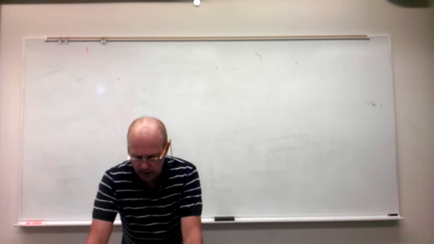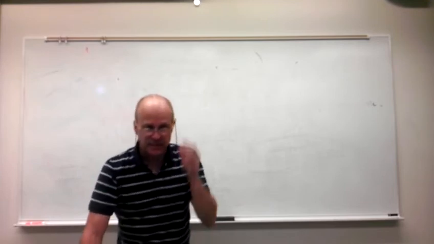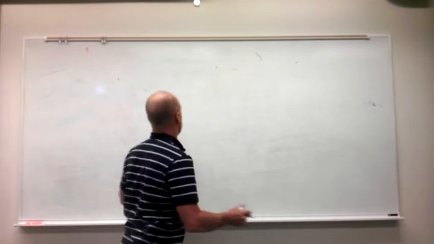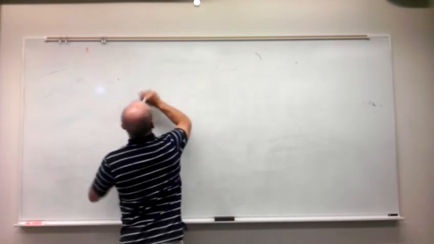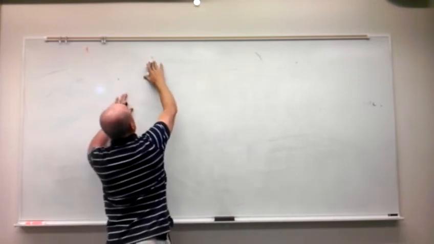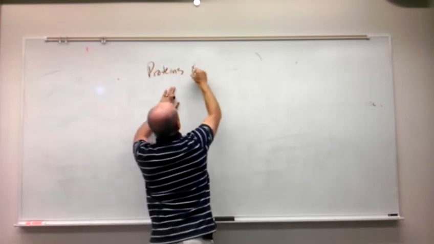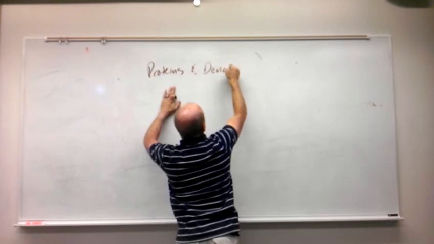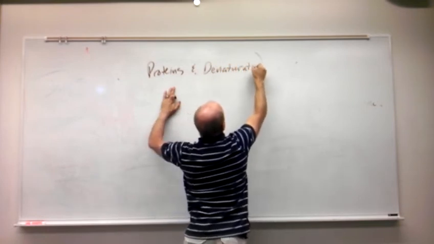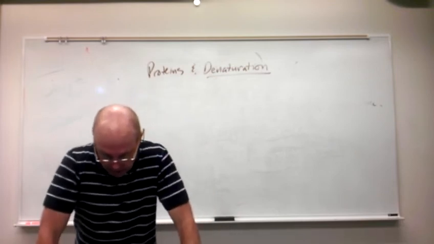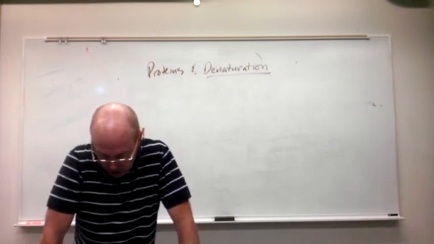Uh-oh. No, wait. A little bit more. I skipped something. We're going to do lipids soon enough. I skipped something with proteins. So there's a big phenomenon we have to talk about, proteins and denaturing. This process of denaturation is unfolding or shape changing due to environment.